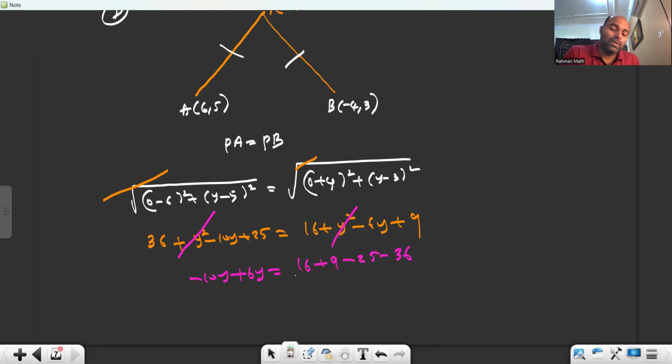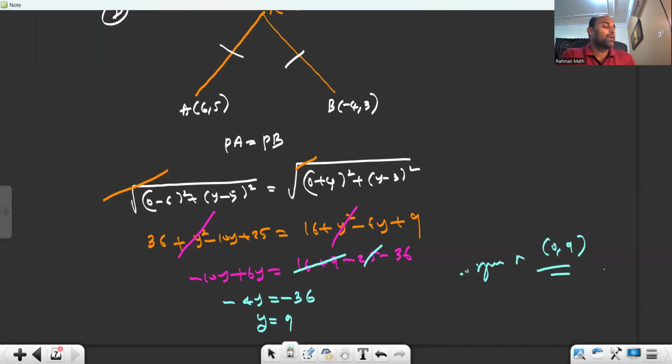One cancellation you can do. 16 plus 9, 25 and 25 you can cancel. So minus 4y equal to minus 36. Y equal to what? 9. Therefore the required point is 0 comma 9. So I hope everyone understood this also. So today one H question we did.